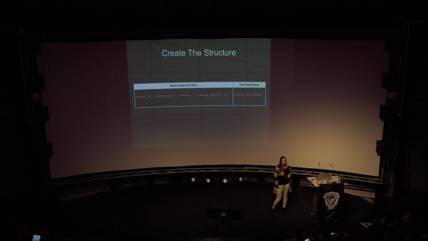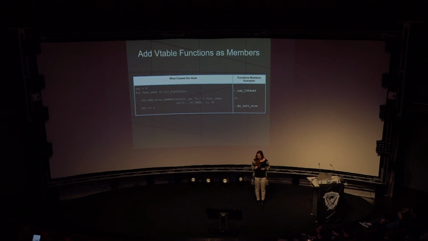What I wanted to create is a Vtable underscore and then the address of the Vtable. So after you run your code, you can also go back and see where the Vtable was in the code. Okay, so we also want to add members to the structure that we created. All the members are the functions that we already added in the all functions list. In here we just go through the functions and add one member at a time to the Vtable structure.